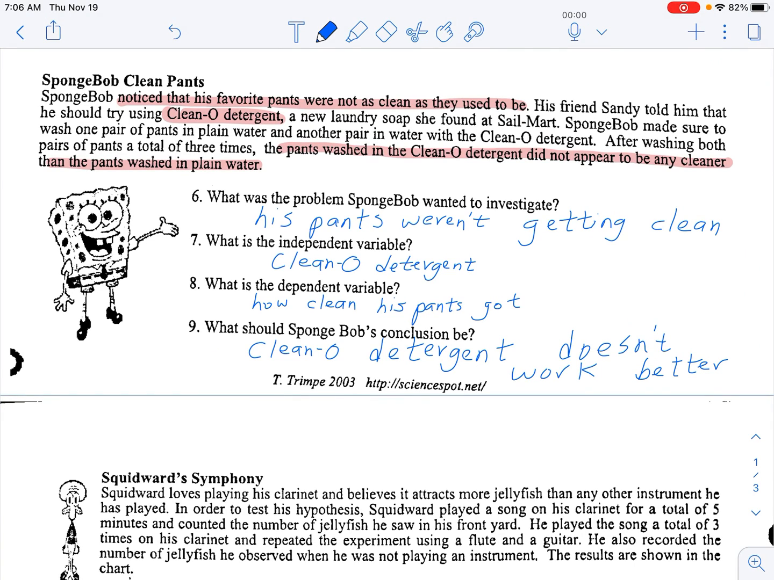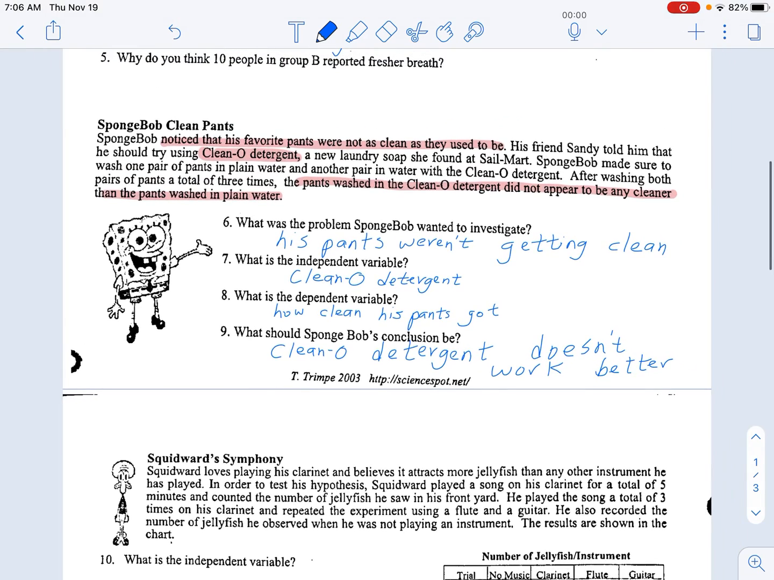Hopefully seeing these couple of examples helps you to understand how to do these types of problems and a little practice finding variables in an experiment. If you need more help, please make sure that you come to the Google Meets today or tomorrow, or send me a message.